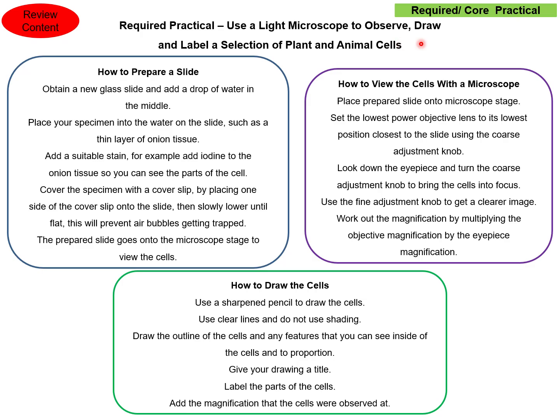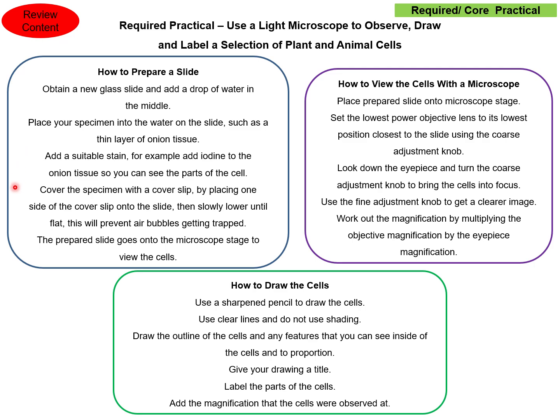Now let's discuss the required practical: using a light microscope to observe, draw and label a selection of plant and animal cells. So how to prepare a slide. You obtain a new glass slide and add a drop of water in the middle. Place your specimen into the water on the slide, such as a thin layer of onion tissue. Add a suitable stain, for example, add iodine to the onion tissue so you can see parts of the cell.